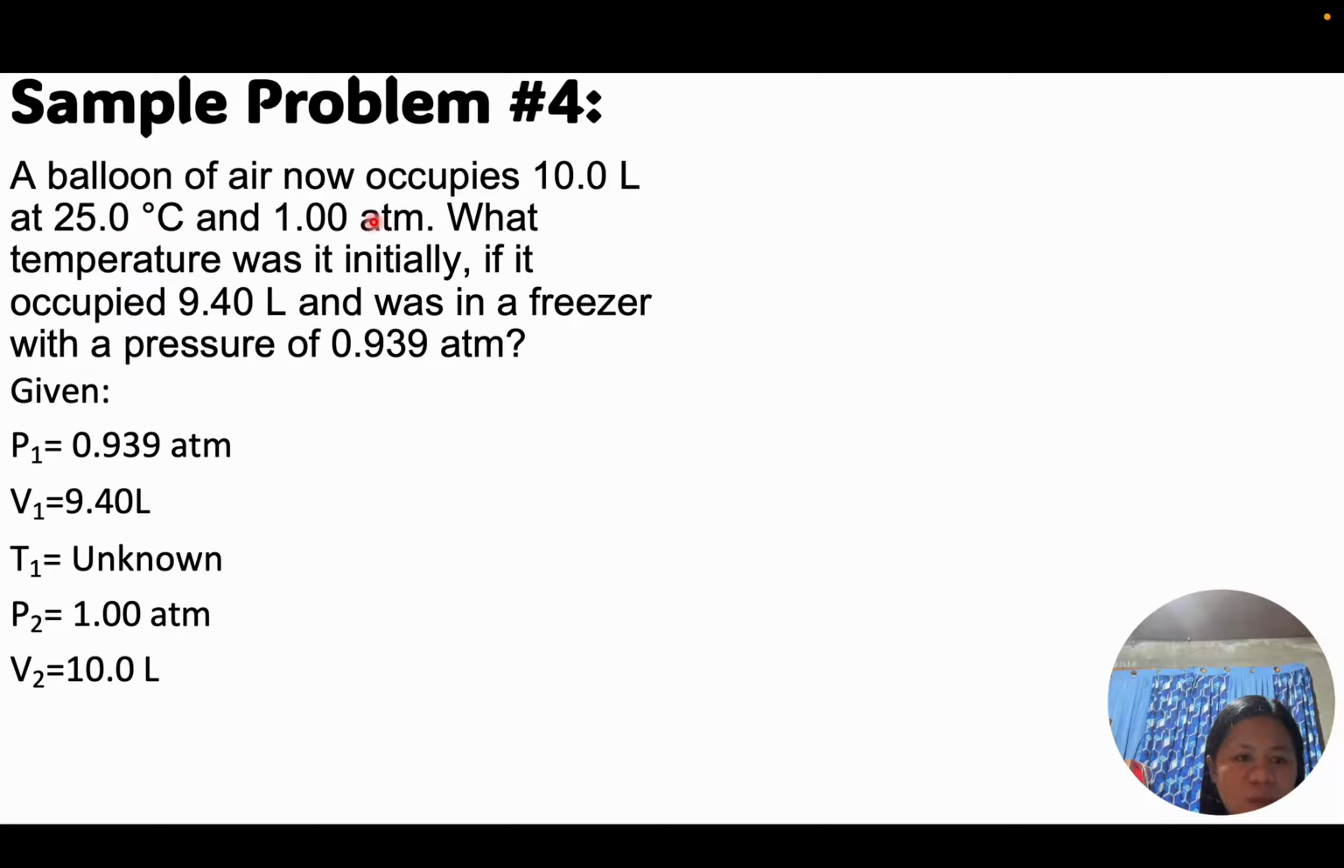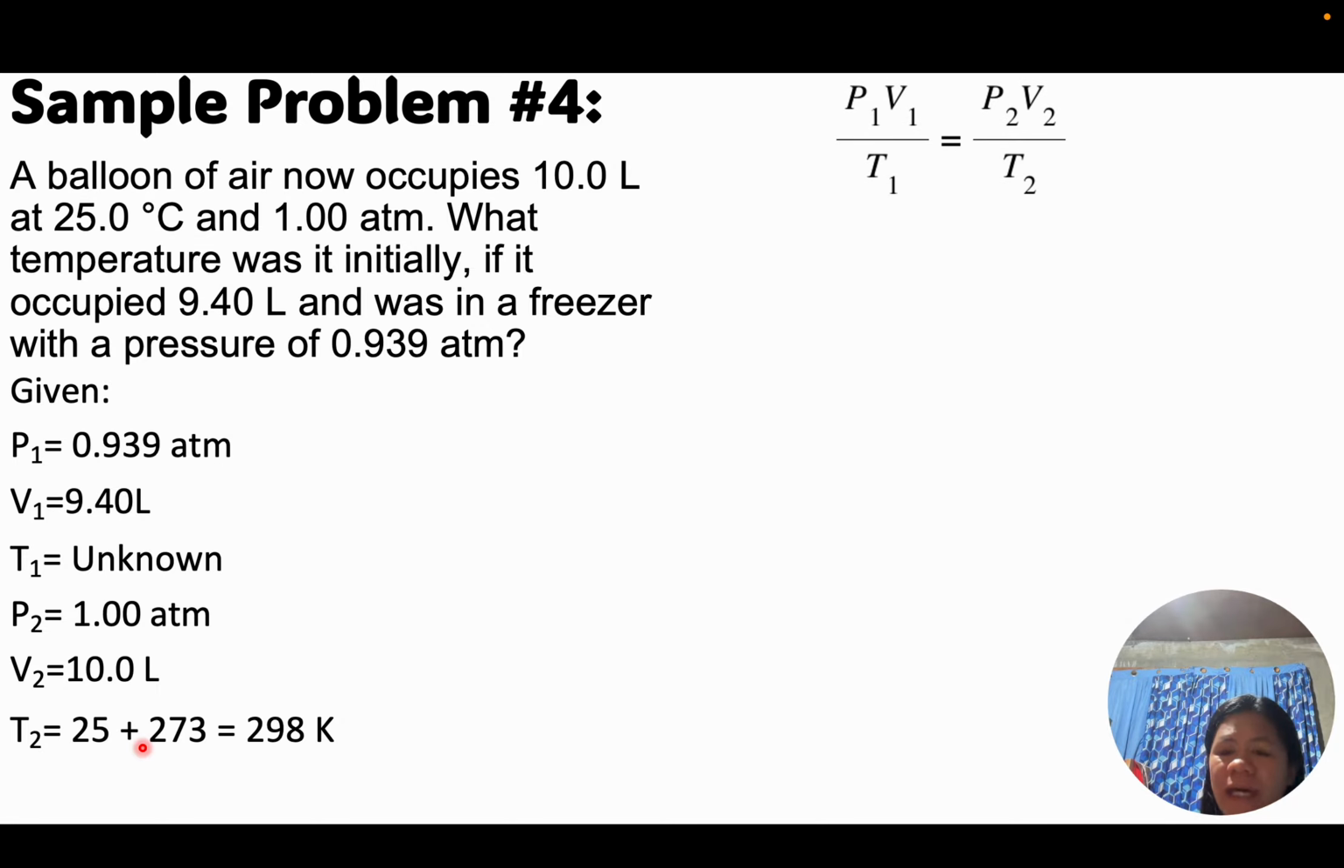P2 natin is 1 atm. V2 natin is 10 liters. And ang ating T2 naman is 25 degree Celsius. No? Plus 273, we have 298 Kelvin. So again, ito yung formula natin. And ang gagawin na natin is i-linear natin siya. Okay? Again, paano siya i-linear? I-transfer lang yung mga denominator sa kabilang side as a numerator. Okay? And you will get the linear form of the formula.